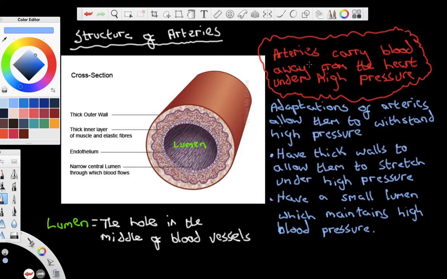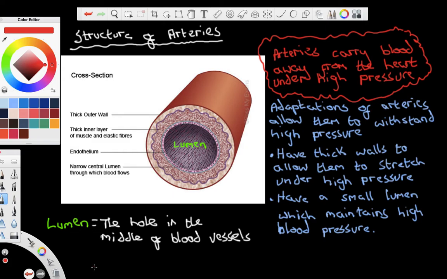So the arteries carry blood away from the heart under high pressure. Their adaptations keep the blood at a high pressure and they allow the artery to withstand the high pressure. So they have a thick wall to allow them to stretch while under high pressure, and they have small lumens which maintain high blood pressure. One thing we need to point out here, and I'm going to add it in red because it's important, the wall of the artery is impermeable.